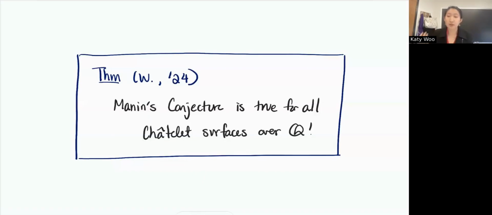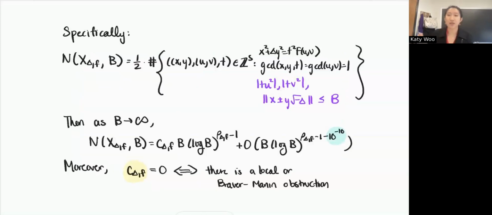Okay, so the result that I want to talk about today is that Manin's conjecture is true for all Châtelet surfaces over the rational numbers. So specifically, what are we going to prove? So we're going to modify our height a little bit. So instead of looking at x and y being at most b, we're going to say that the norm of x plus minus y times square root of negative delta is at most b. These heights are equivalent up to some scaling, but this just turns out to work better with the method.